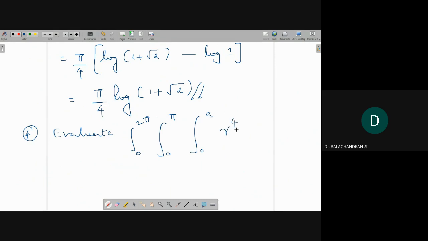r power 4 sine phi dr d phi d theta. So here all the limits are constant. So first dr means here r is varying, and then d phi means here phi is varying, d theta means theta is varying.